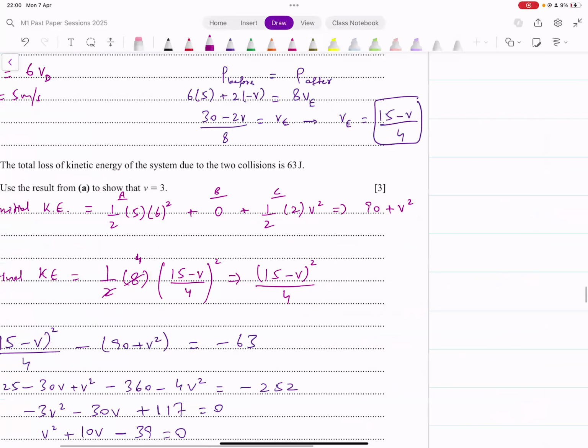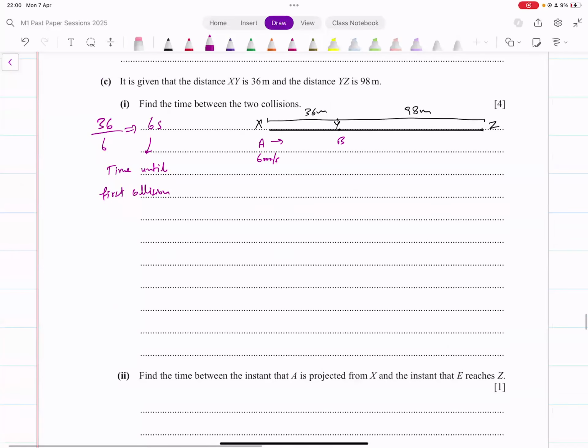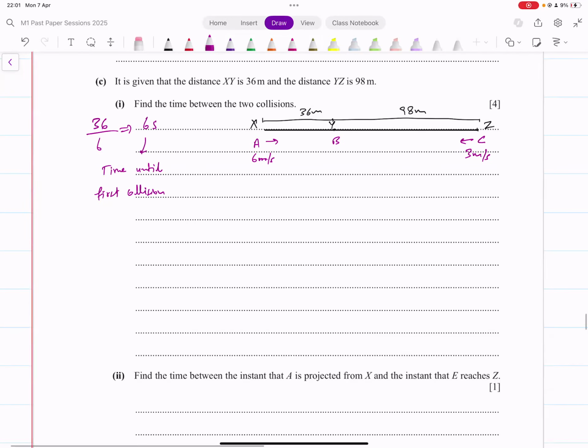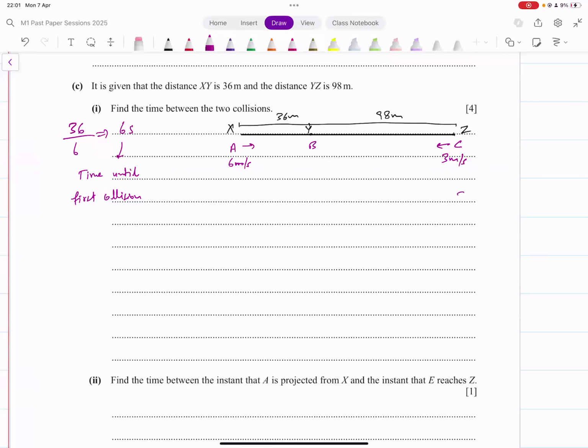So C would have already moved some distance to the left side. How much would it have moved? It was moving at V meters per second. What was the value for V? We found that V to be 3 meters per second, right? So C's speed was to the left side, 3 meters per second. Until the first collision, 6 seconds have passed. That means in those 6 seconds, how much would C have traveled to the left side? 3 speed into time, that is 18.